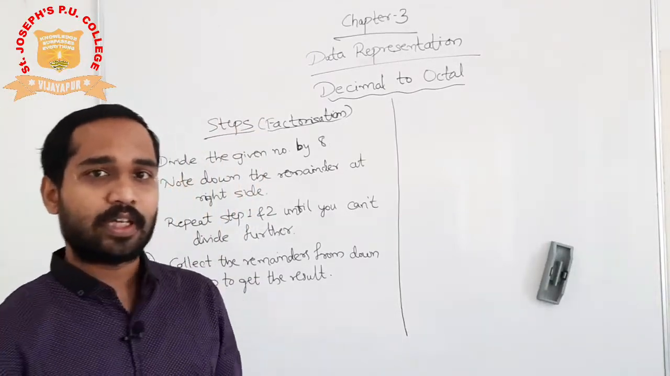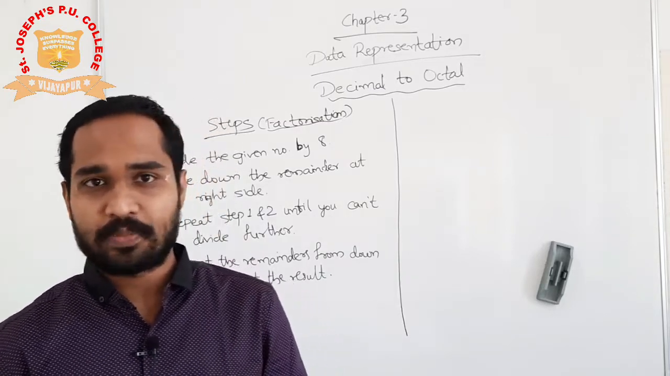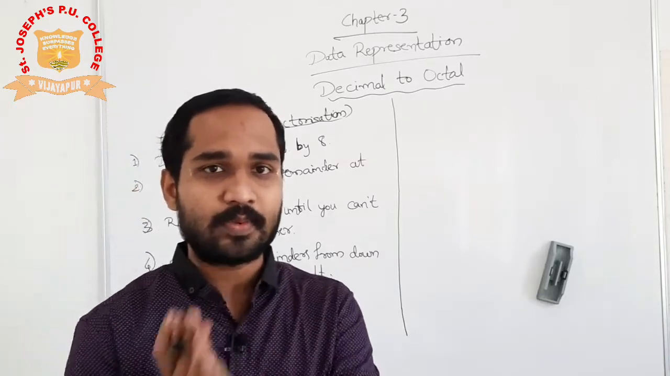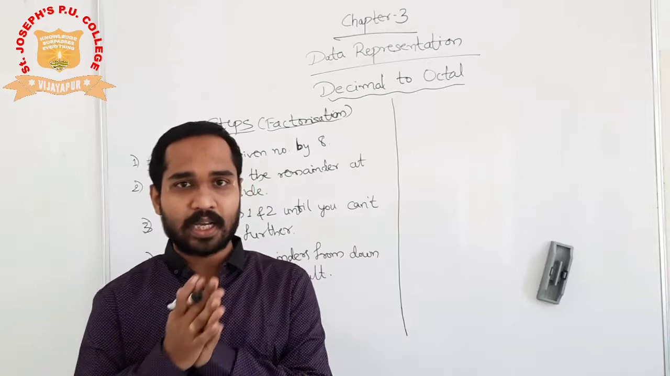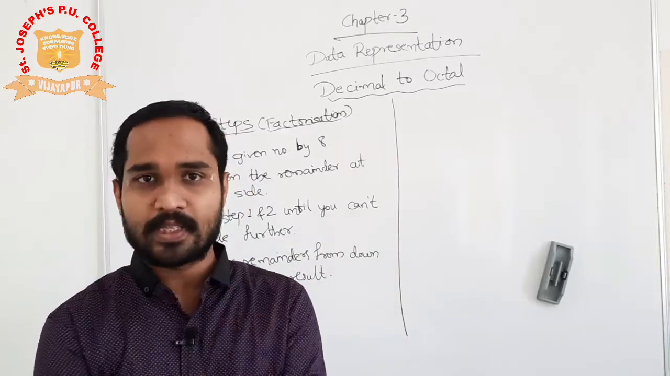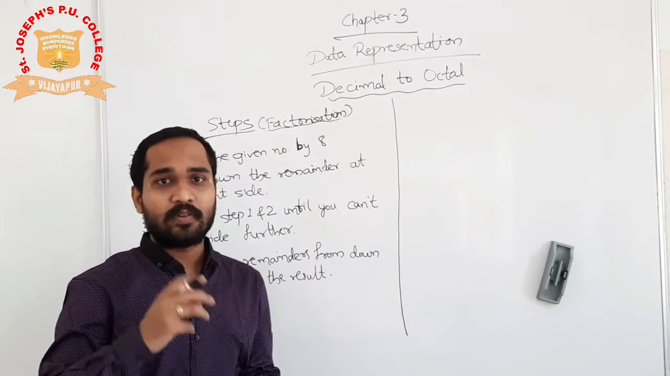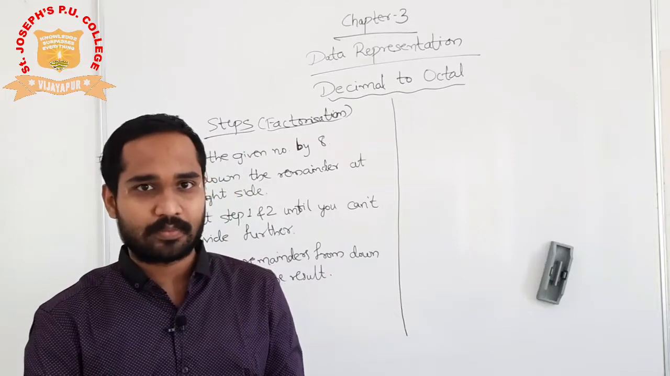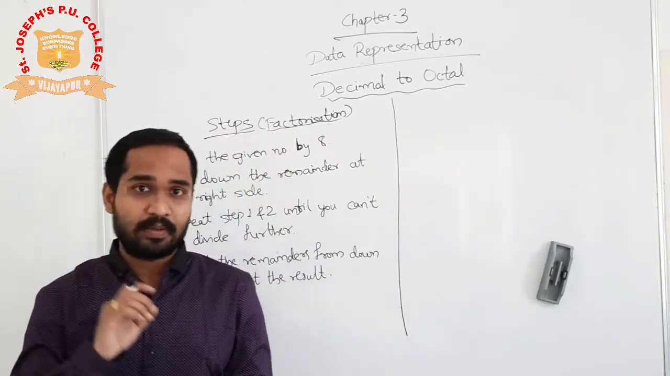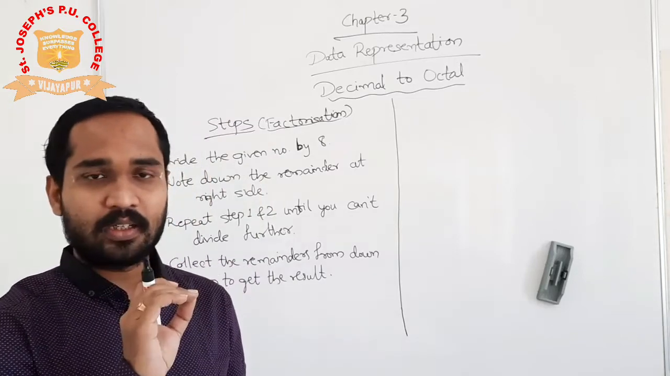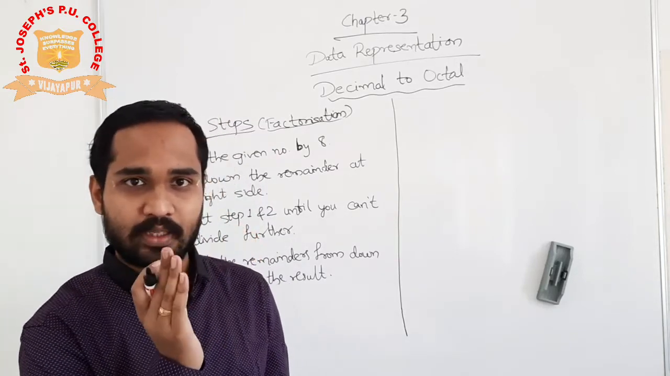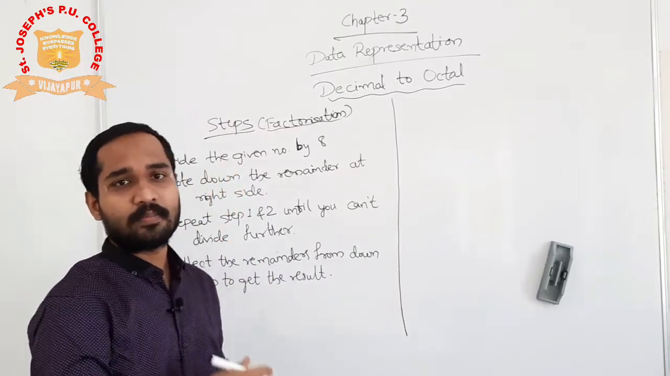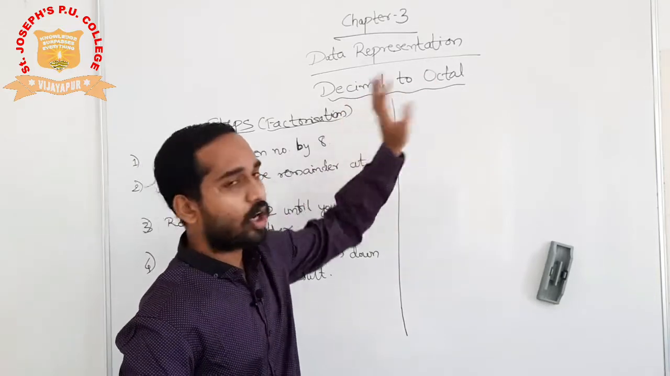As we all know, we were dealing with the third chapter, that is data representation, correct? We all went through the number systems, different types of number systems. In that, decimal, binary, octal, hexadecimal, we have seen the basics of all the number systems. But now we were trying to convert a number in one number system to another number system. What we have already learned in the previous video is the conversion from binary to decimal and decimal to binary. So now let us go to the next number system, that is decimal to octal.